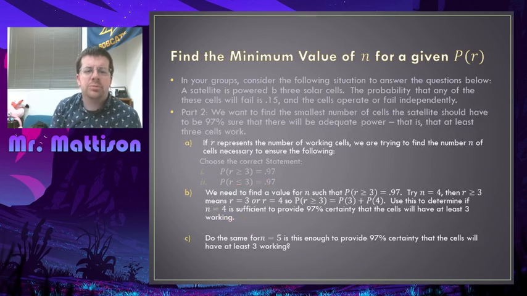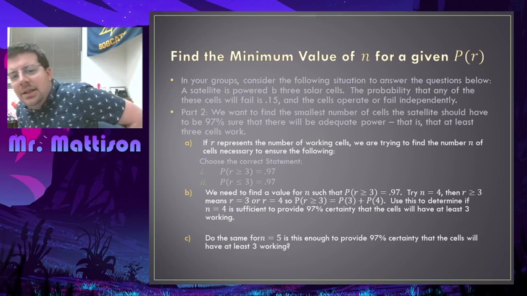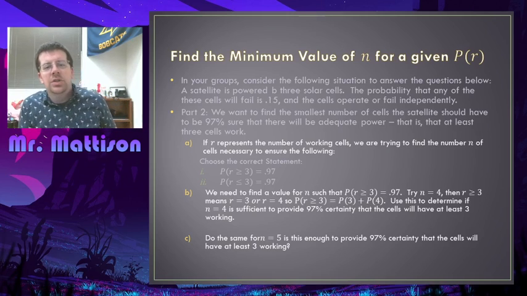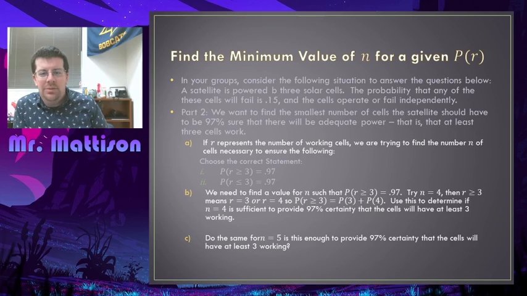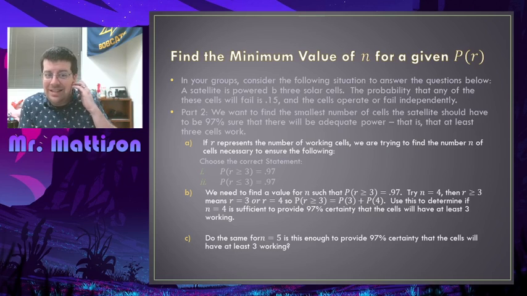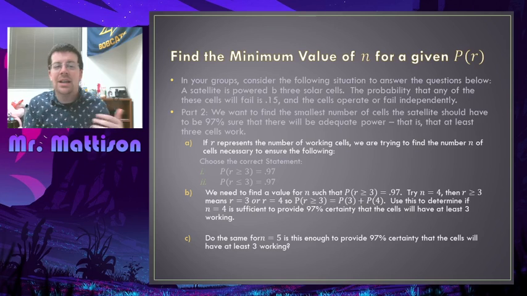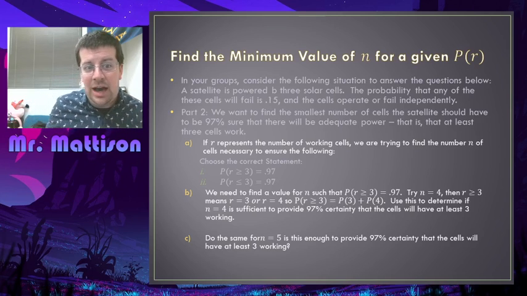All right, let's take a look at the second part of this. We want to find the smallest number of cells that the satellite should have to be 97% sure that there will be adequate power. Because even though the expected value is 3, that's great, but there's still a decent chance that if I only send 4 cells, it could not work.